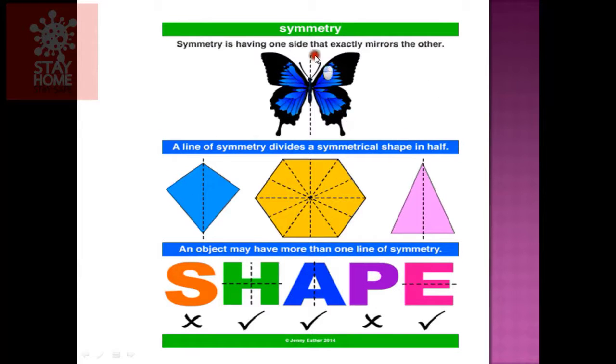Now you can see here, if you draw the line in the center of the butterfly, both sides are the same. This is a symmetrical mirror image. Symmetry is having one side that exactly mirrors the other side. This is symmetry. These are all symmetric lines. This S is not symmetric, H is symmetric, A is symmetric, P is not symmetric, E is symmetric by these lines, you can see here.